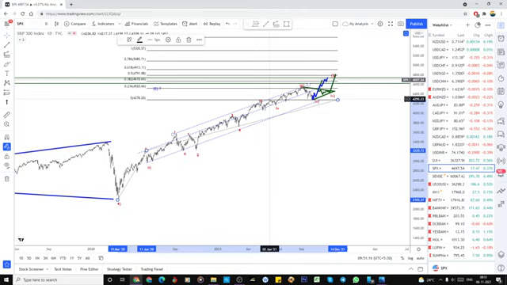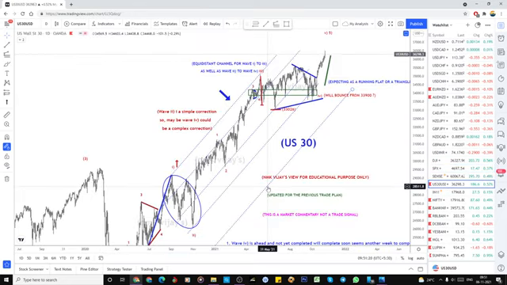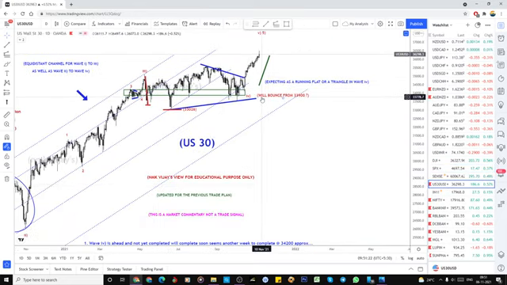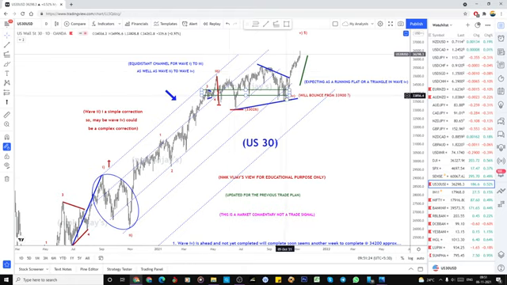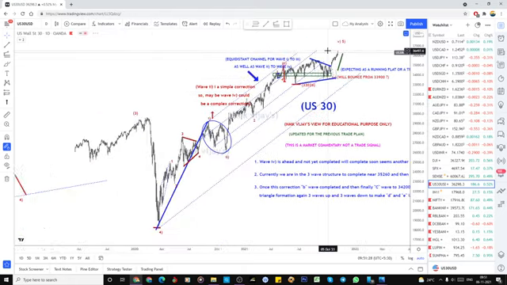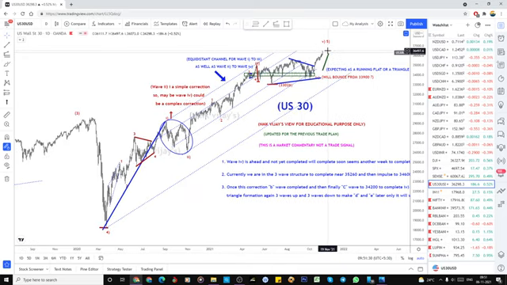So let's move on to US 30. Sorry. This is also the same plan, nothing changed. This is the fourth wave, meaning it has completed. Again we are expecting the fifth wave. Everything looks the same in Nifty, in the S&P, and in US 30 also.